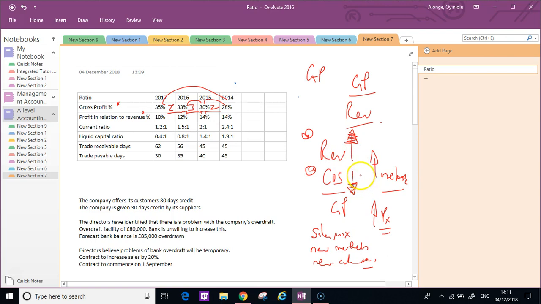And again, lots of wonderful clues here. Right at the bottom, it says that people believe they'll be able to increase the selling price by 20%, and they wish this to begin on the 1st of September. But here's the problem: generally, when you're trying to break into new markets and sell goods to new people, you have to give extra credit and give them a longer time to pay, which will definitely hurt your cash flow, because you're not going to have money coming in.